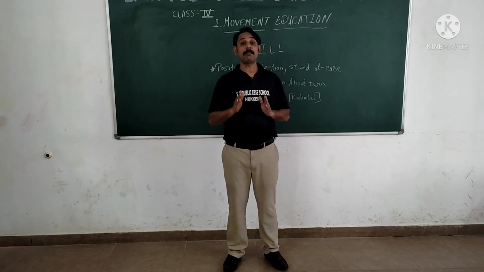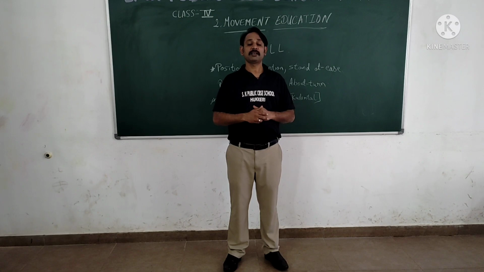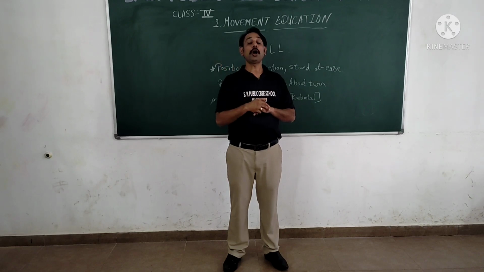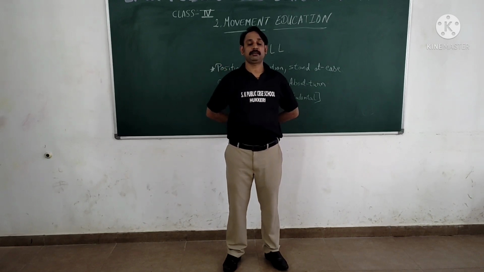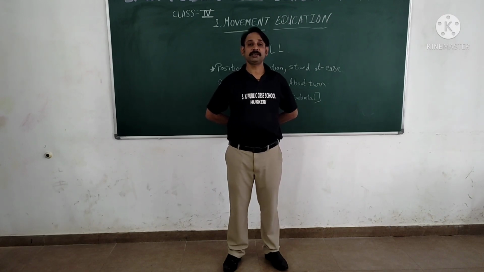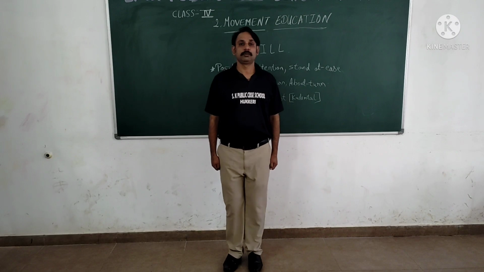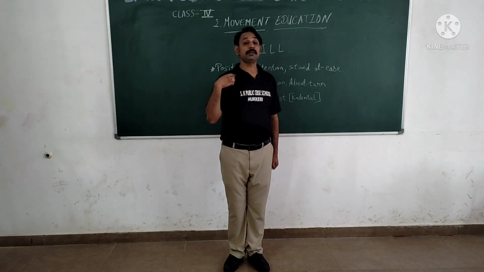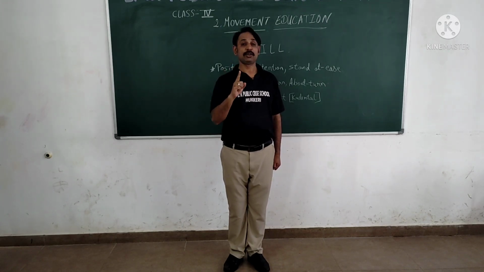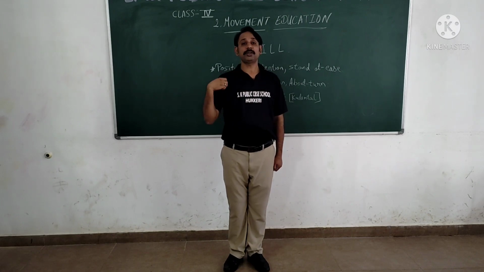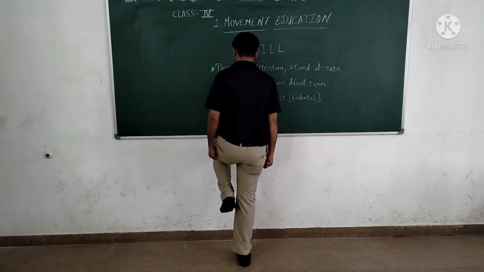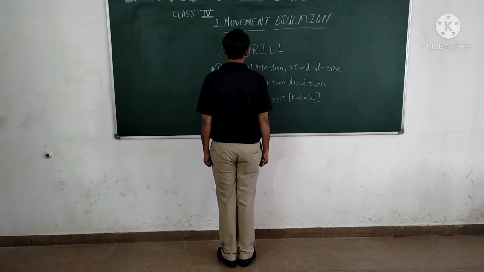Now let us do about turn. When we get the about turn command, from the position you are standing, you have to turn completely to your opposite side. Now I am in standing position, and the command is school. Attention. School. About turn. For about turn, you will turn always from your right side. No turning from your left side. About turn is from your right side. School. About turn. School. About turn.